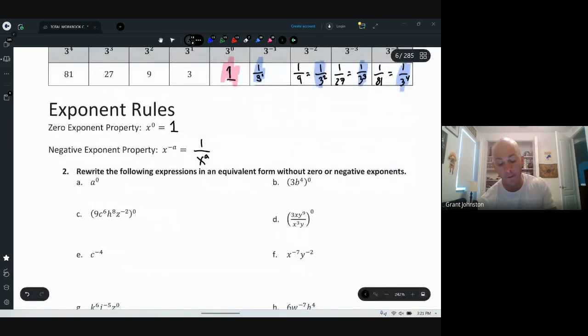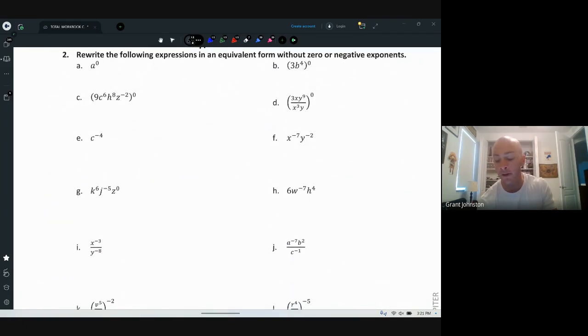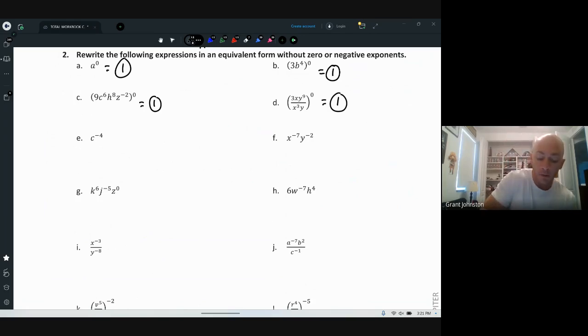Number 2 says, rewrite the following expressions in an equivalent form without 0 or negative exponents. So again, anything to the 0th power is 1. This is 1. On B, the whole thing is raised to the 0th power, so it's 1. On C, the whole thing is raised to the 0th power, it's 1. Even D is 1. The entire thing is raised to the 0th power, it's 1. E, c to the negative 4, would be 1 over c to the positive 4.